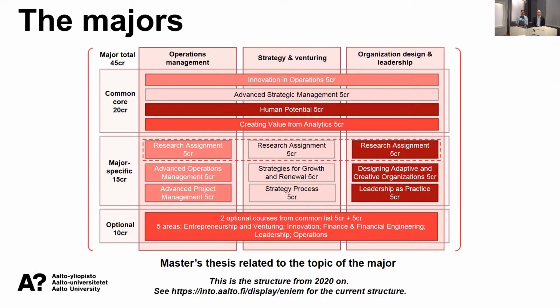Human potential is the core course from the organization design and leadership area, and it gives a foundation basis on humans, especially related to topics of motivation and how to create and lead organizations in which the people thrive and are able to perform at their best.